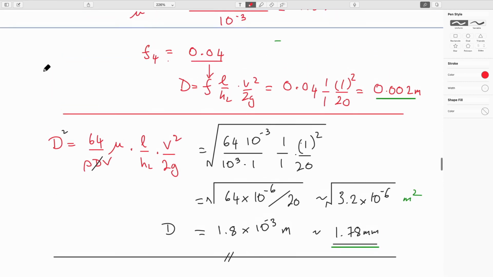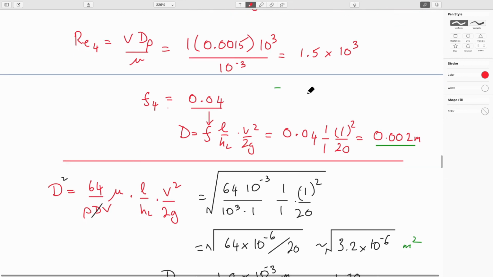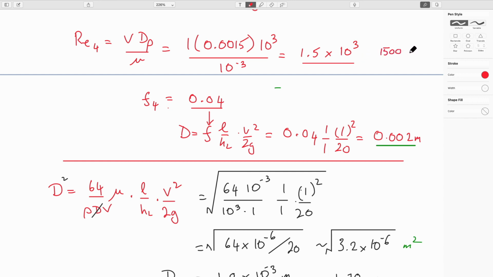The other way to do this is to realize that in this zone, if this has our Reynolds number, this is equal to 1500, Reynolds number 1500. So by definition it's less than 2000. So 1500 by definition is less than 2000.